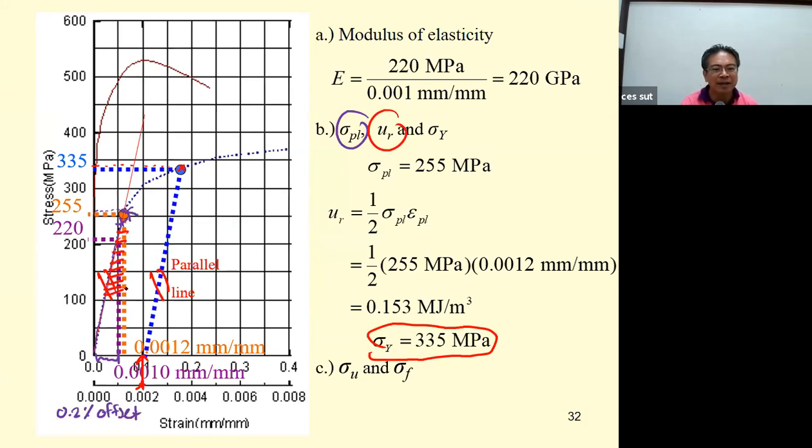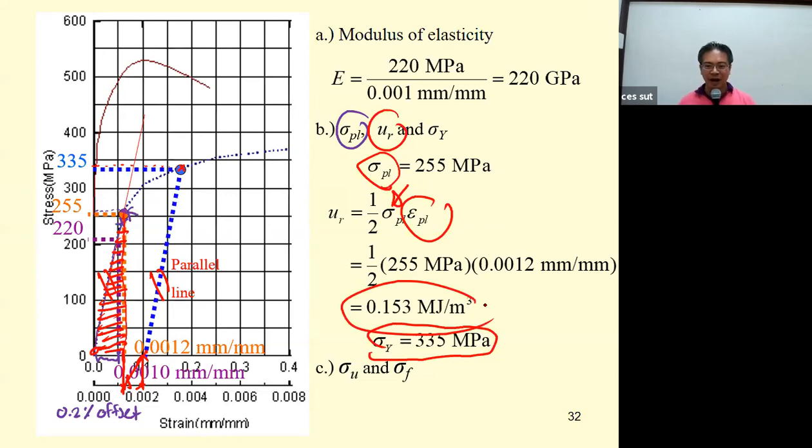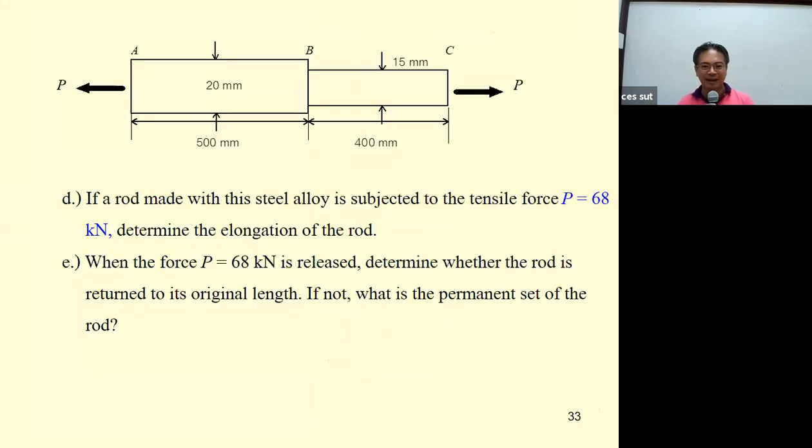For the modulus of resilience, it is the area when the material is in the linear elastic behavior. So you know sigma sub PL, and then for the sigma sub PL, you drop down here where it says up on the scale. Over here, you determine the proportional strain, which is going to be 0.0012. You put them together, you get this one into the 0.153 megajoule per cubic meter. And for the sigma sub U and sigma sub F, you can determine them easily. Okay, now later, you must use this knowledge.